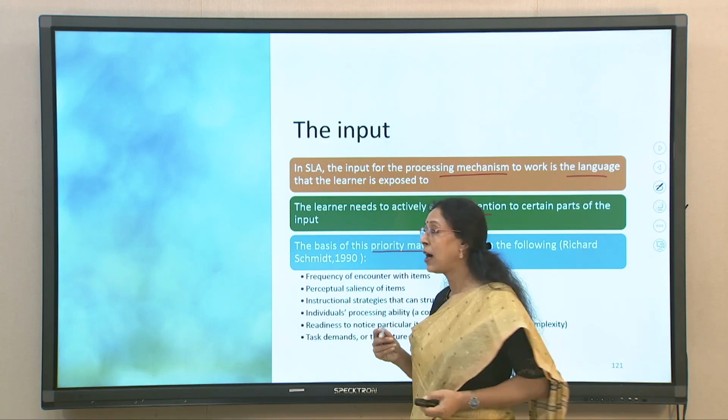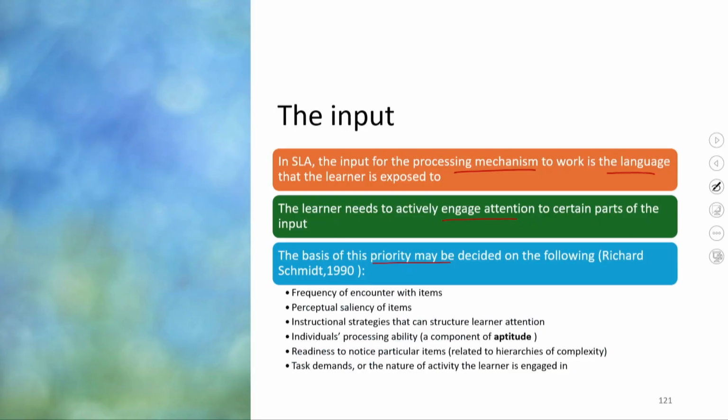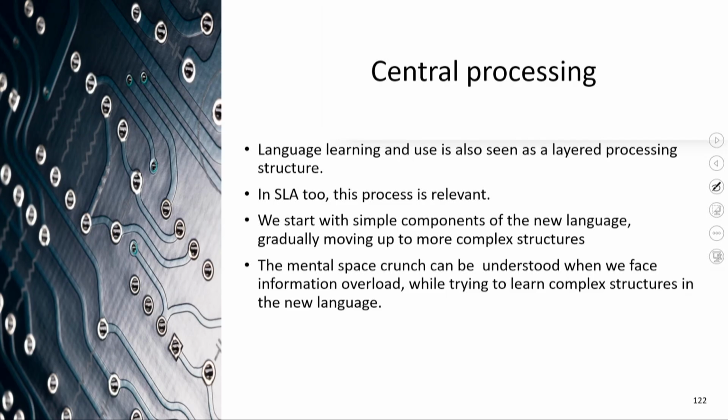So, there are theories as to how we prioritize. There are very many theories, but here we are following Skehan's theory, where they talk about frequency of encounter, then the perceptual saliency, instructional strategies, because often L2 is learnt in a tutored environment, and the individual's processing ability as well. So, not every learner is the same; all humans are different with their capacities and their strategies of learning. So, that is also another factor. Readiness to notice particular items is related to the hierarchy of complexity and task demand. So, these are the factors on the basis of which theories have been proposed as to how we prioritize the input. Then comes our processing, of course.